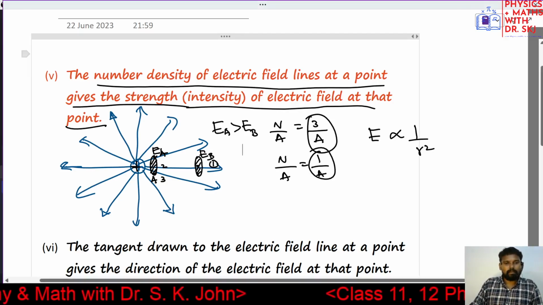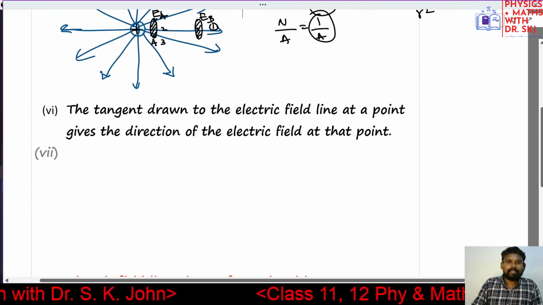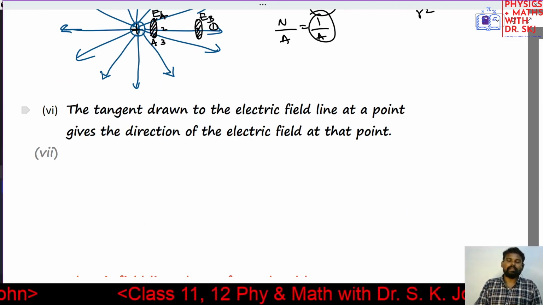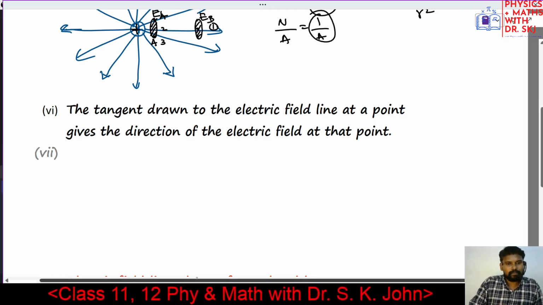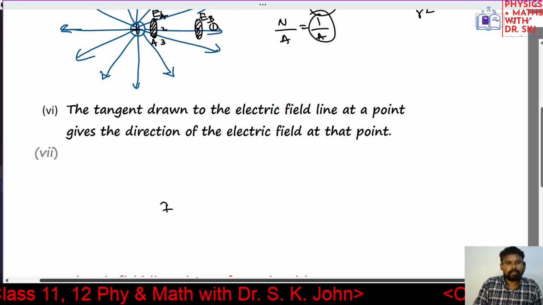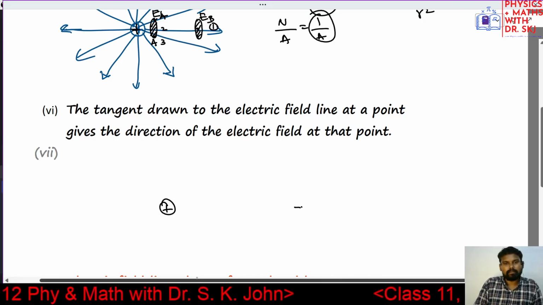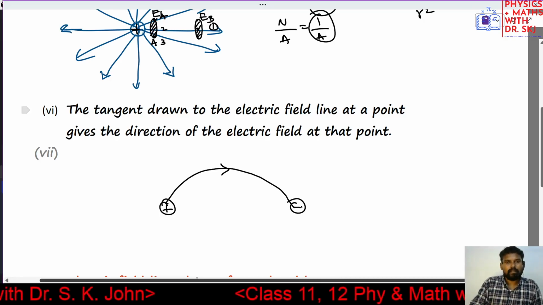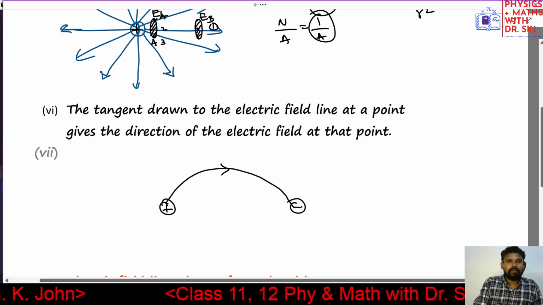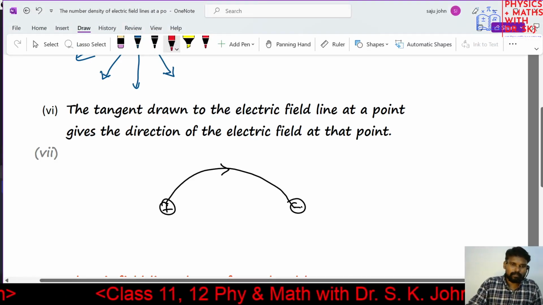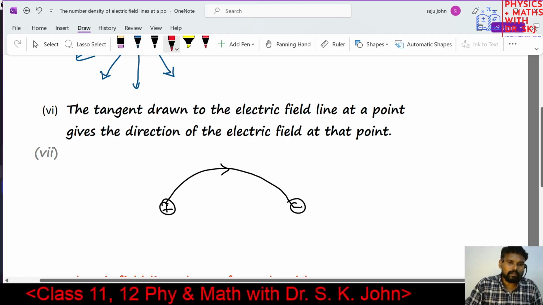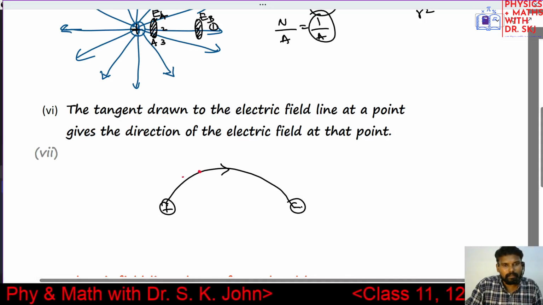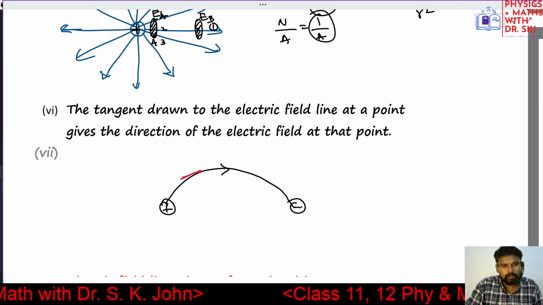Now coming to the sixth property. The tangent drawn to the electric field line at a point gives the direction of electric field at that point. Suppose this is a positive charge, this is a negative charge, and suppose there is a field line like this. Since it is a curve, how can you draw the direction of field at this point? You have to draw a straight line here, touching this point, which is called the tangent.